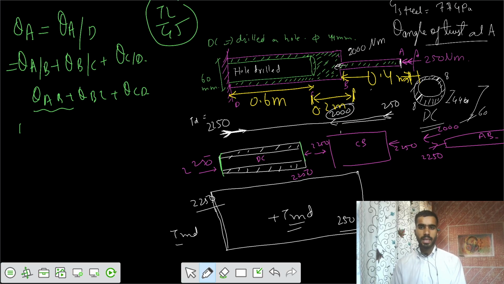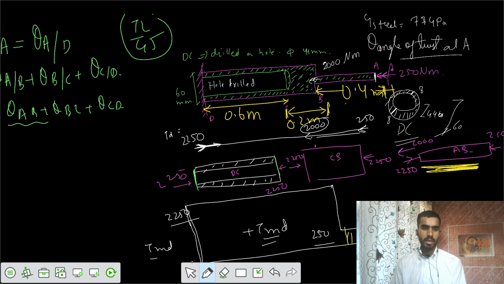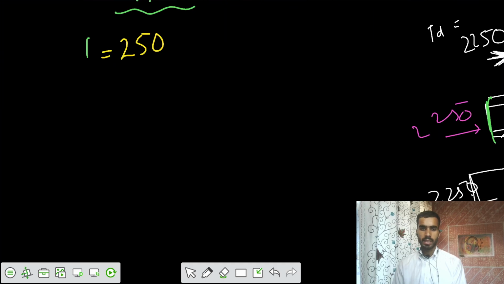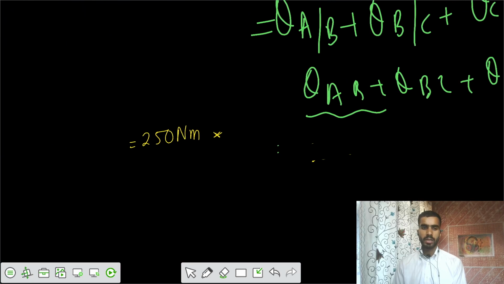So I would write theta AB, that's this part. Here the torque is equal to 250. Torque here is 250. I think we should zoom in. So let's write here theta AB. Theta AB is 250 Newton meter. L, the value of L for the AB part is equal to 0.4 meter. TL by GJ.